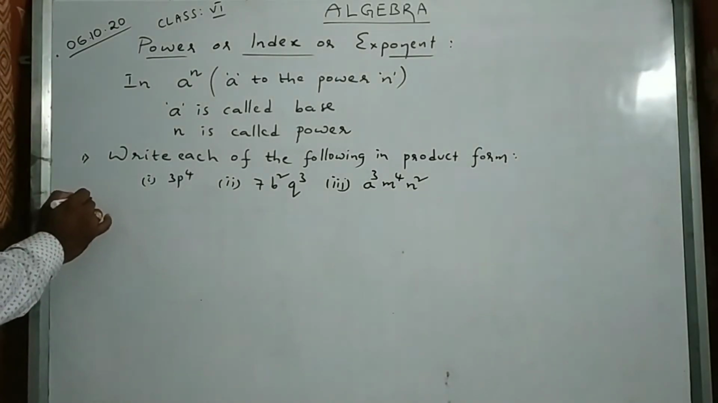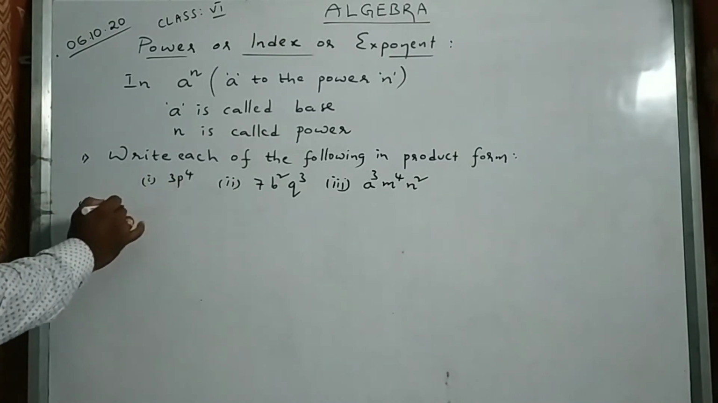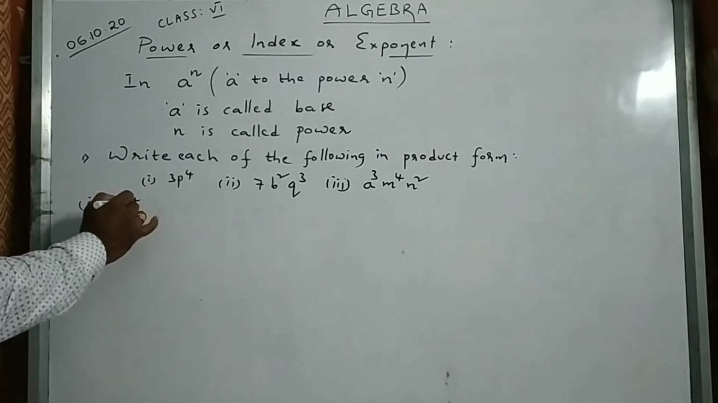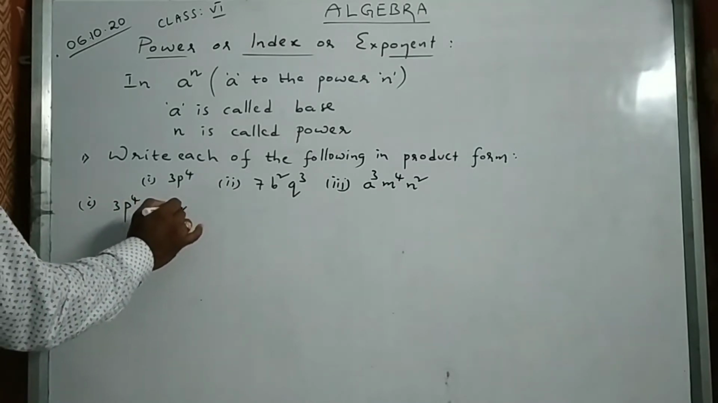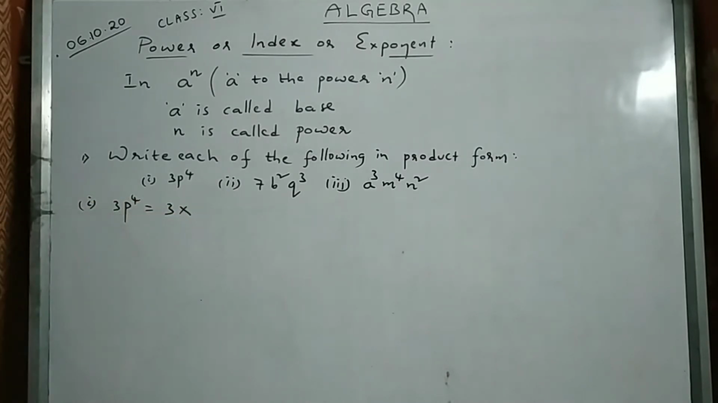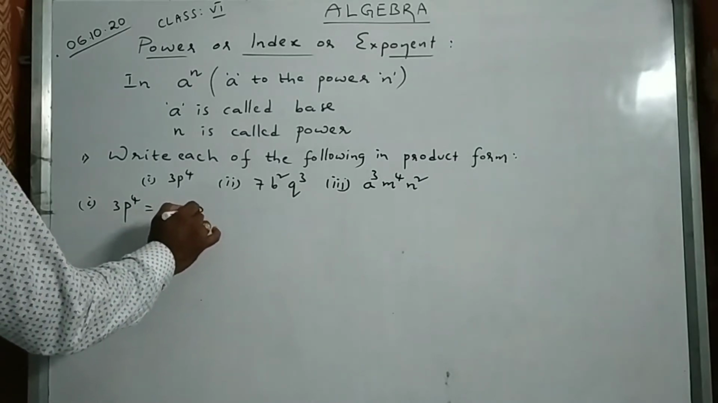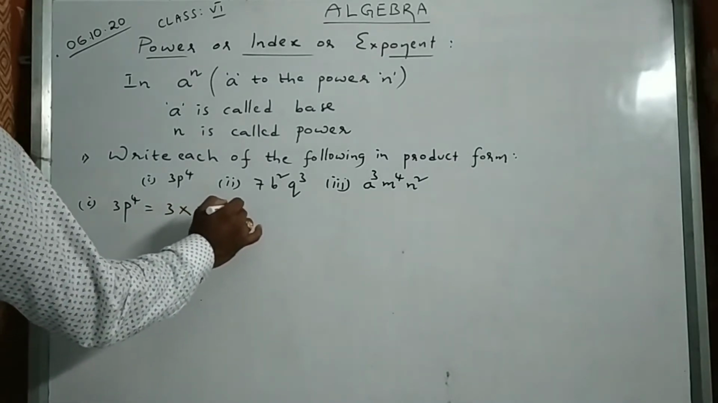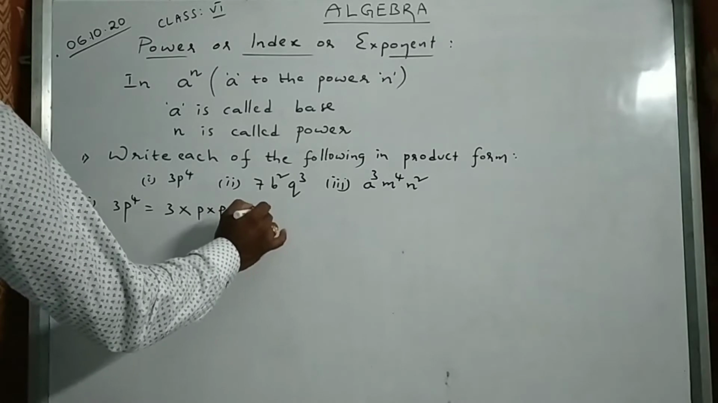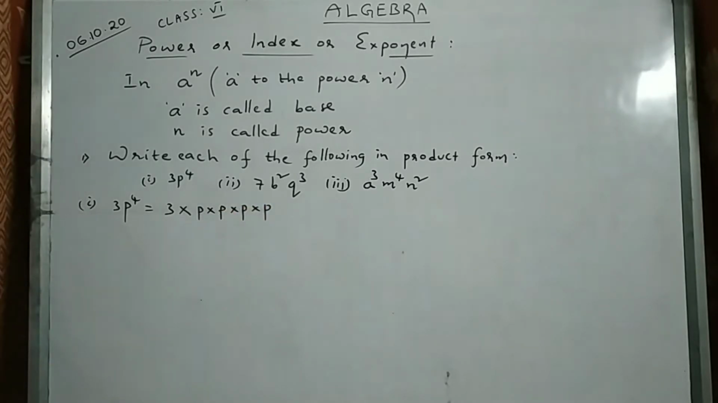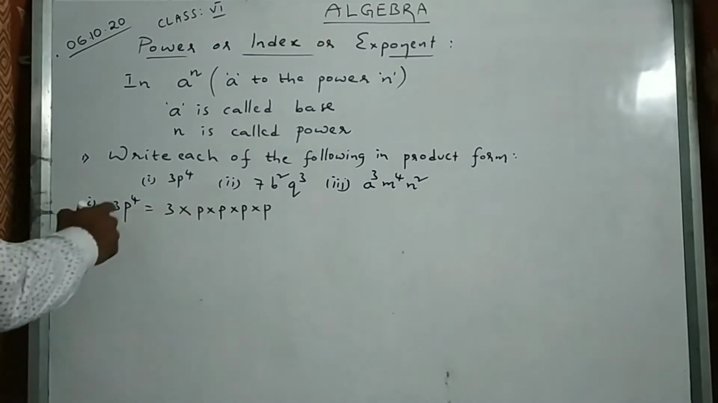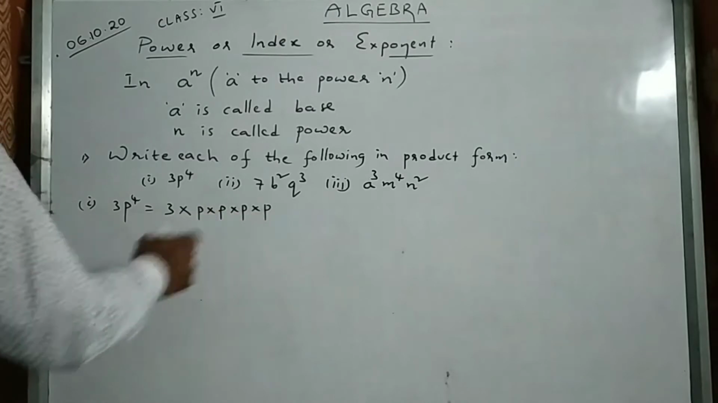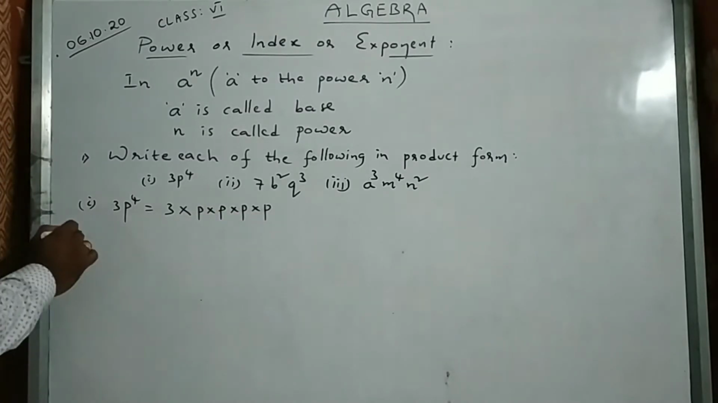So for example, you see this one, first one, 3p to the power 4. That means 3 into p to the power 4, means p should be multiplied 4 times. Did you understand? P to the power 4 means what should you do? P should be multiplied 4 times. 1, 2, 3, 4. That is p power 4.